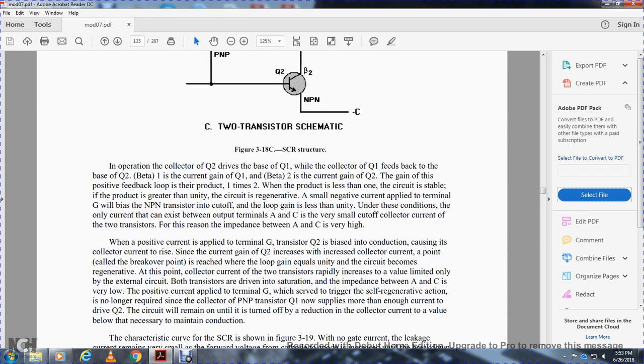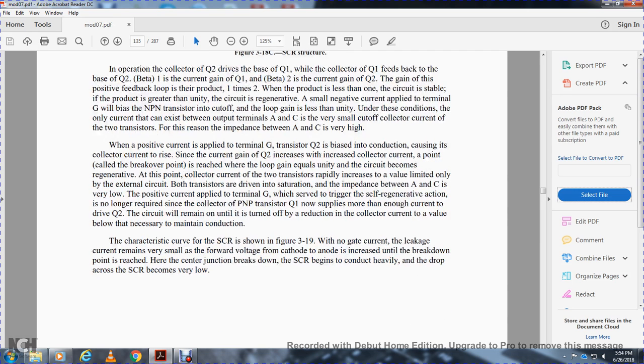In operation, the collector of transistor 1 feeds the base of transistor 2, and the collector of transistor 2 feeds back to the base of transistor 1. Beta 1 and beta 2 are the current gains of transistors 1 and 2. This gives positive feedback with a loop gain of the product beta 1 times beta 2. If the product is less than 1, the circuit is stable. If the product is greater than unity, the circuit is regenerative. A small negative current applied to terminal G will cut off the transistors and the loop gain is again less than unity. Under these conditions the only current that can exist at the output terminals A and C is the very small cutoff current of the two transistors, so the impedance between A and C is very high.